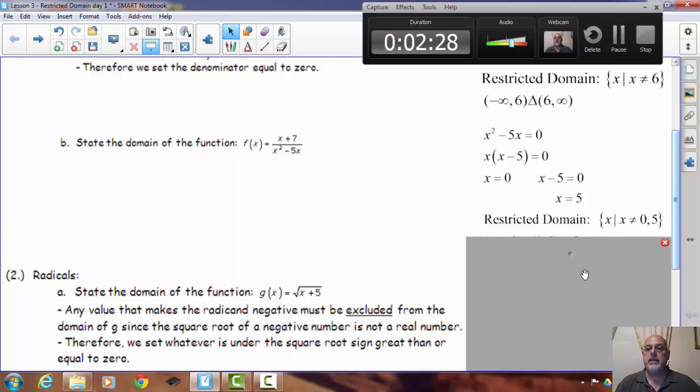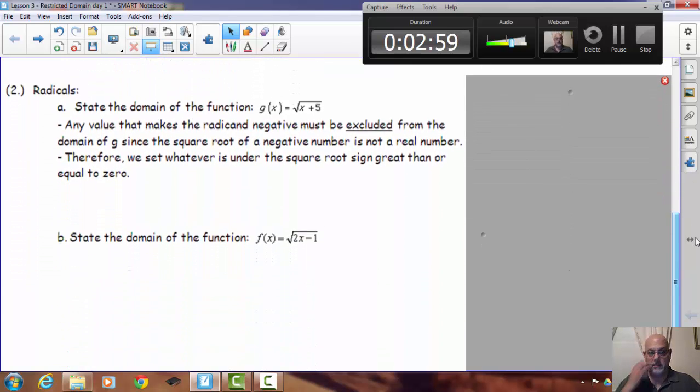If we were to write that in set builder notation, we'd say all values of x such that x is not equal to 0 and x is not equal to 5. We could put it in interval notation, which is what I have here. Every value from negative infinity to 0 is valid. Skipping over 0, everything greater than 0 to less than 5. And then skipping over 5, everything greater than 5. Let's look at the next case.